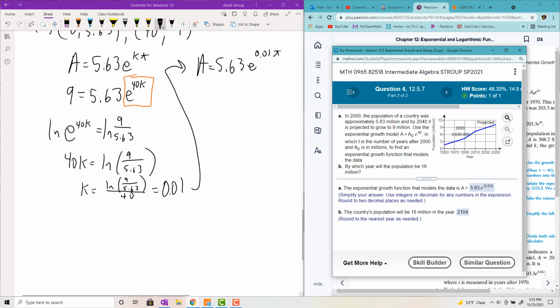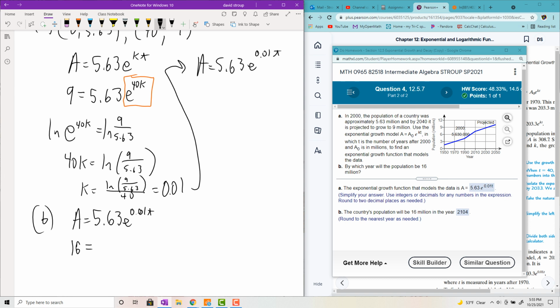When will the population be 16 million, in what year? So part B, now you take this equation, A equals 5.63 e to the 0.01t, and use it to answer the questions. They want to know when the population will be 16 million. So you put in 16 for A, and you want to solve for t.